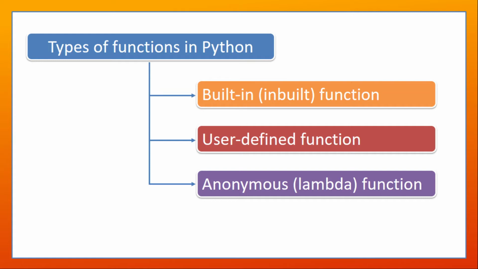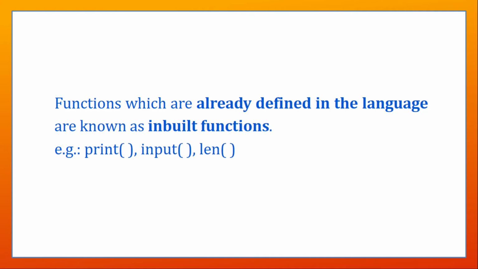In general, functions are broadly classified into built-in functions and user-defined functions. In Python, in addition to this, we have one more type of function called anonymous or lambda function. Functions which are already defined in the language are known as inbuilt functions or built-in functions. The functions print, input, len are examples of inbuilt functions.